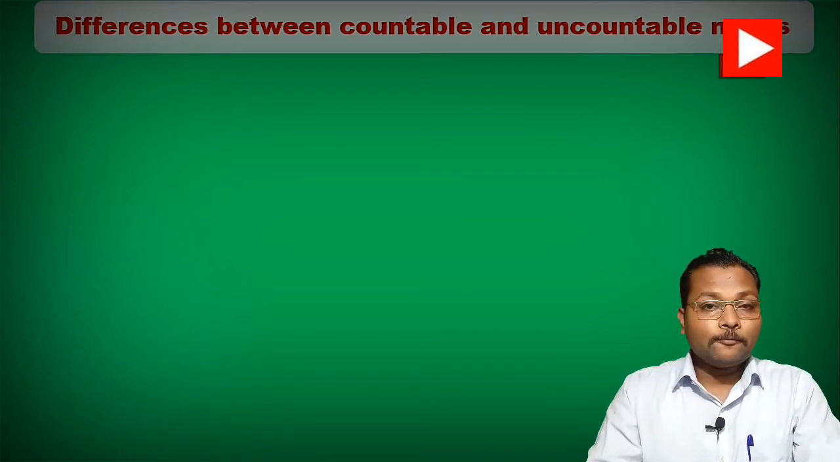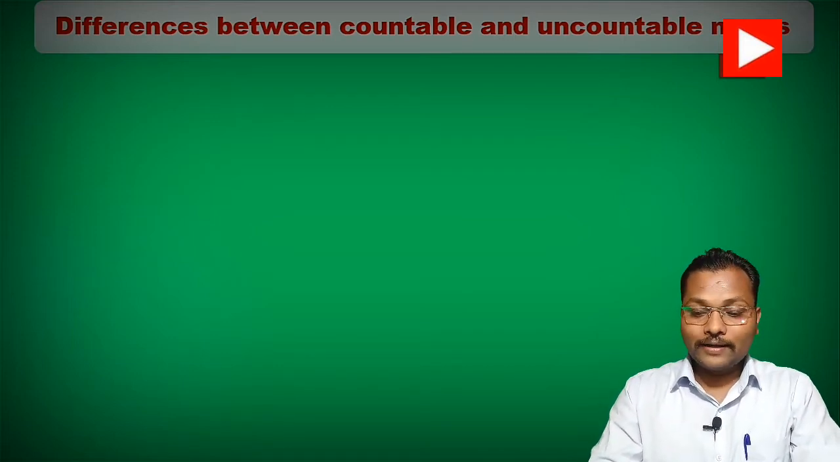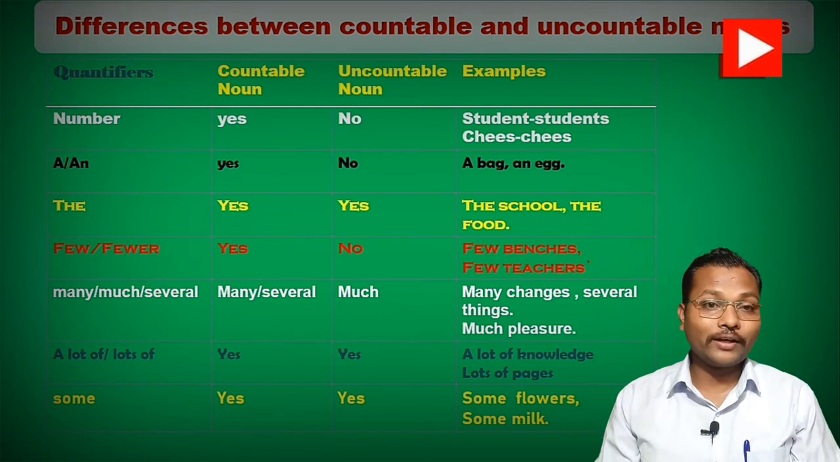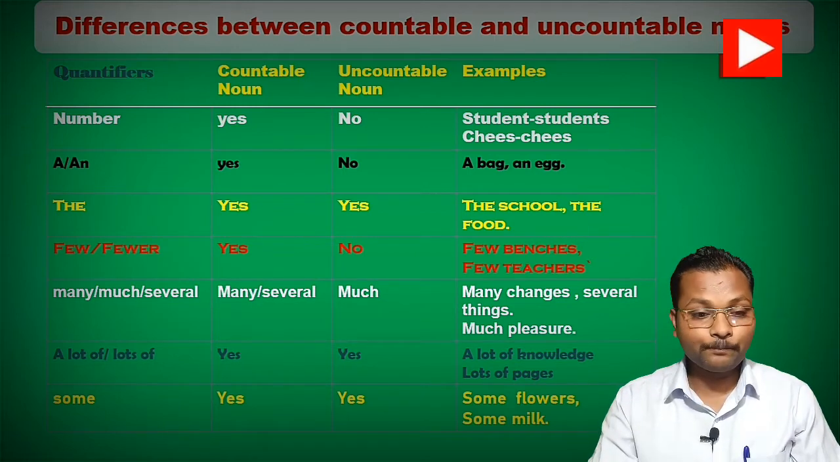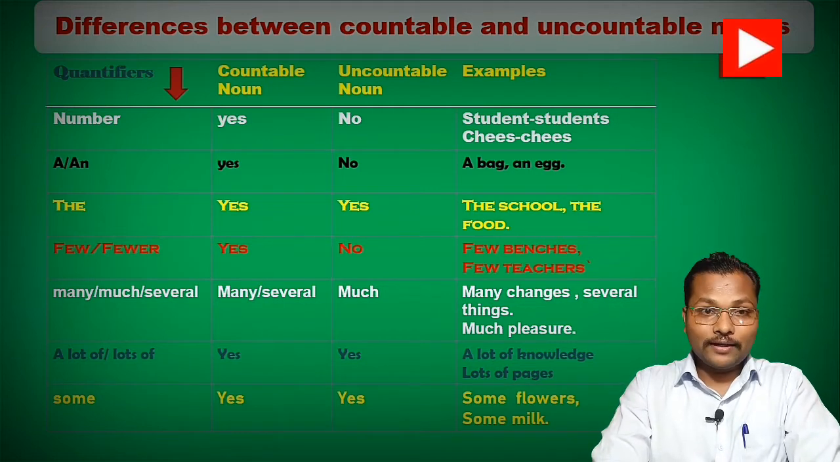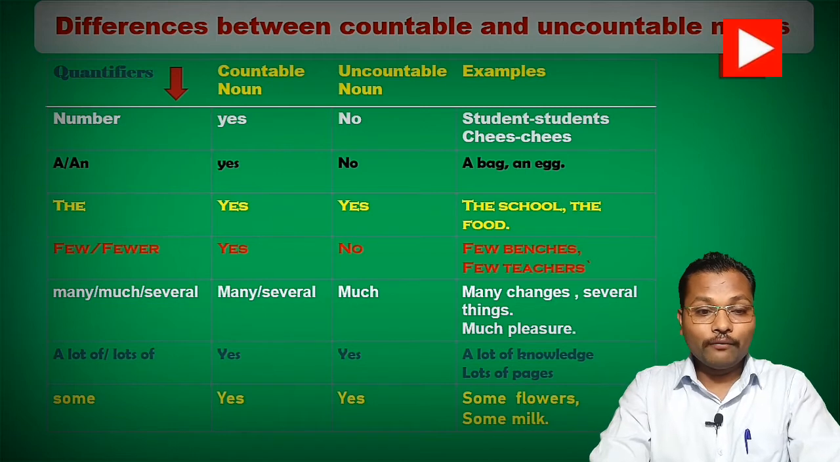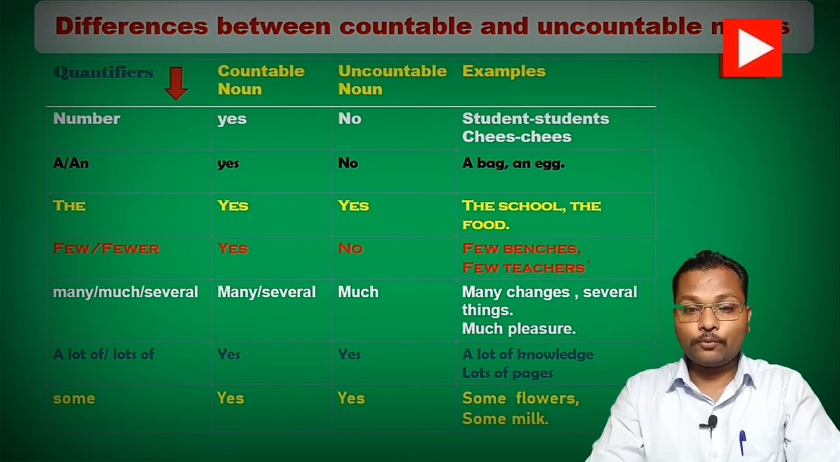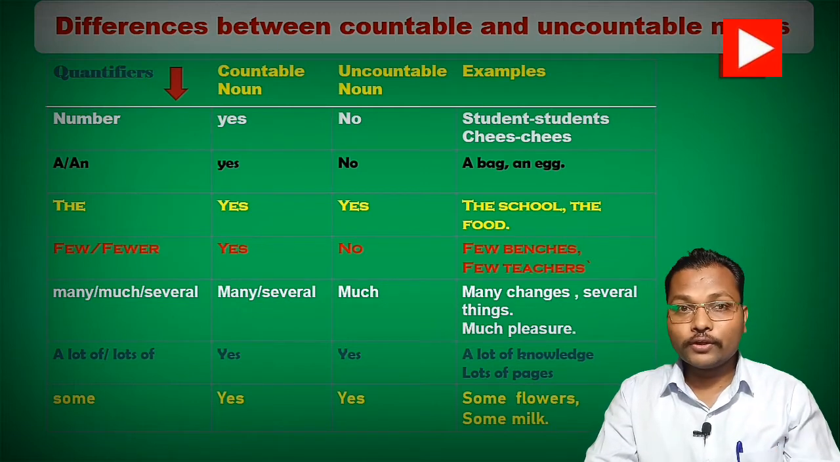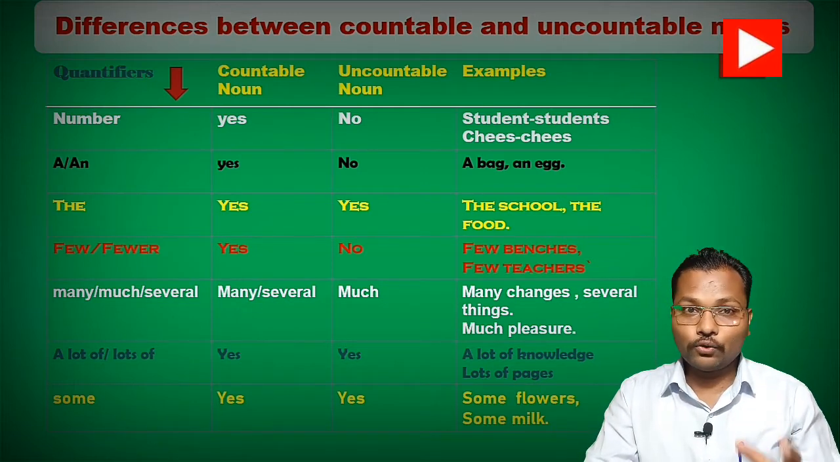Now, what is the difference between countable and uncountable nouns? Why do we make differences between countable and uncountable nouns, and why are they important? For example, numbers can be used before countable nouns as an adjective, but we never use numbers before uncountable nouns. For example, we can say one student, two students, three students, and so on.